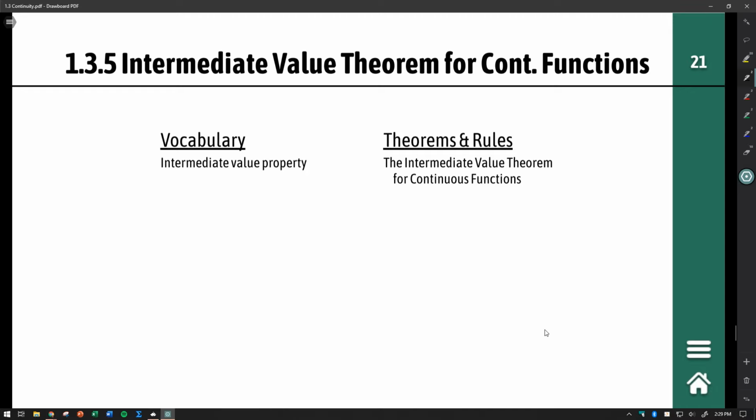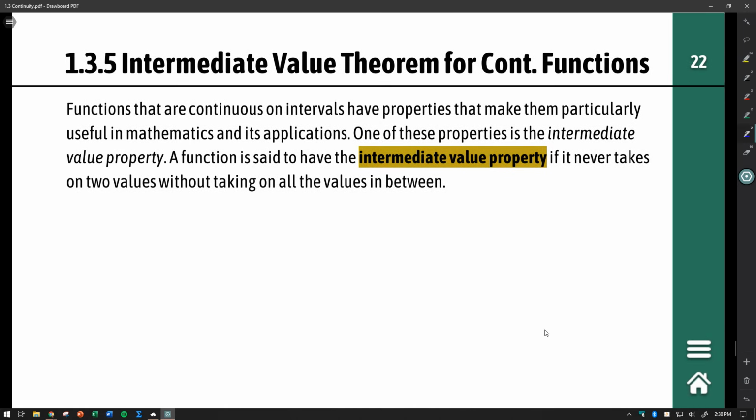All right, let's finish up our work in continuity by talking about the intermediate value theorem. One new vocabulary word here is intermediate value property, and then we have a big theorem, the intermediate value theorem for continuous functions. So let's begin with this. Functions that are continuous on intervals have properties that make them particularly useful in mathematics and its applications. One of these properties is called the intermediate value property.